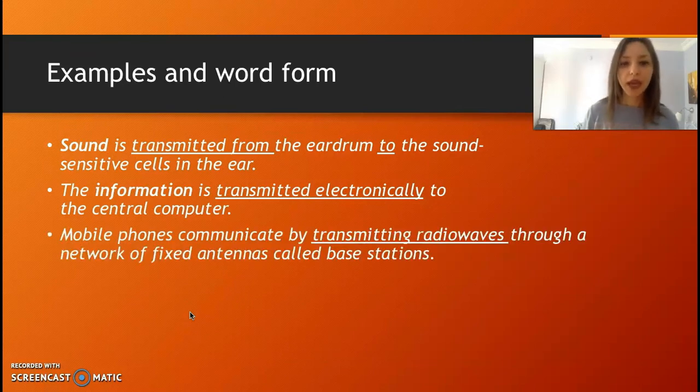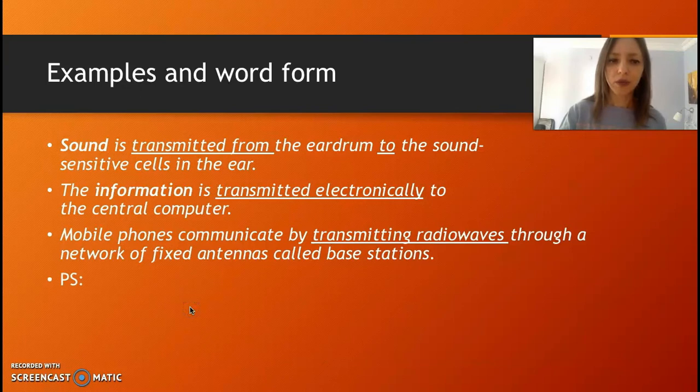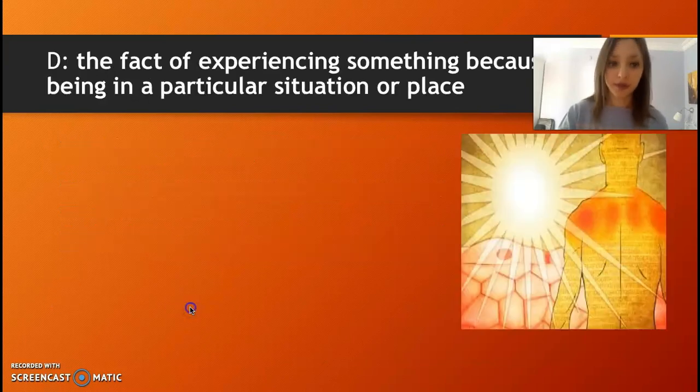Mobile phones communicate by transmitting radio waves through a network of fixed antennas called base stations. So another collocation here: transmit radio waves. Okay, the part of speech, of course, it's a verb.